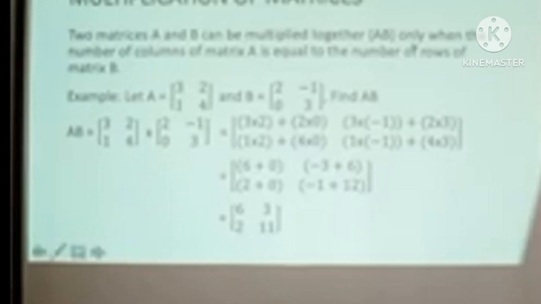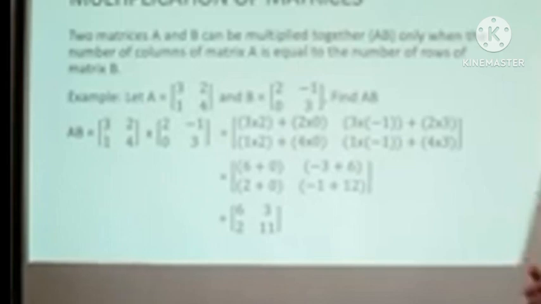Because we said for 2 matrices to multiply together, the number of columns in the first matrix must be equal to the number of rows in the second matrix. For example, let A equal 3, 2, 1, and 4. Matrix B is 2, minus 1, 0, and 3. We are asked to find AB, that is A times B. Now, the first step is to write the multiplication of these 2 matrices, that is A and B.